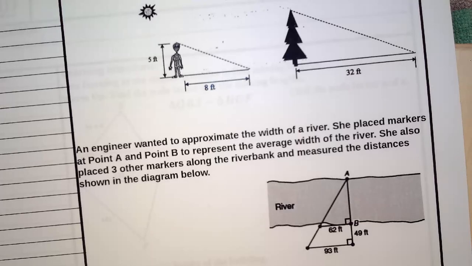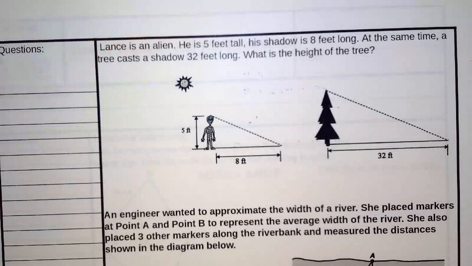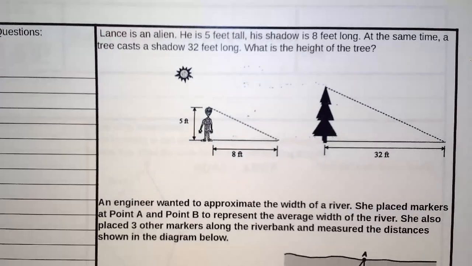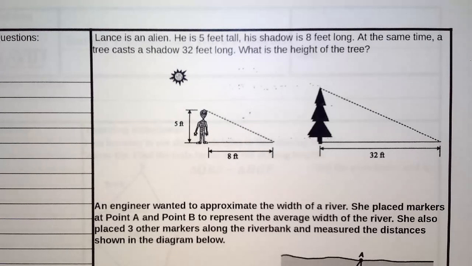Okay, we've got an alien. Lance is an alien. He is 5 foot tall. His shadow is 8 feet long. At the same time, a tree casts a shadow 32 feet long. What is the height of the tree? Pause the video. This is very similar to what we just did. Pause the video now, please.